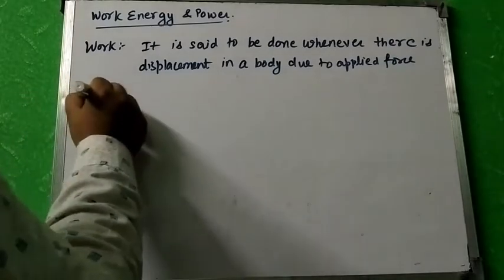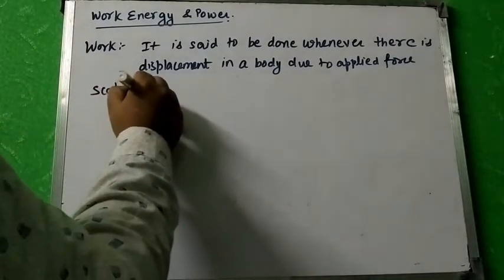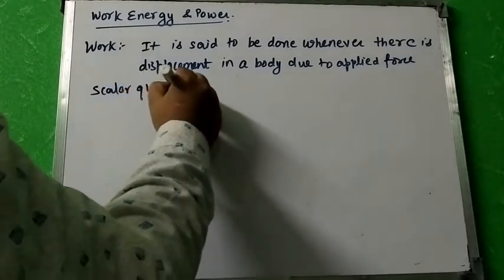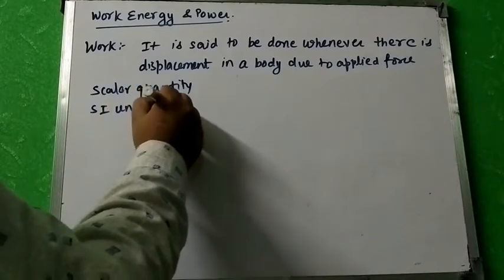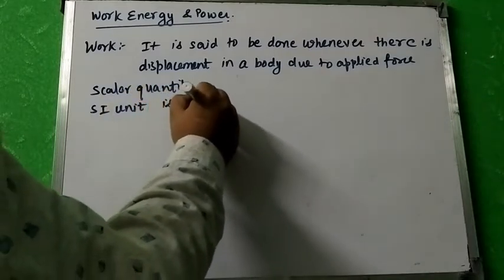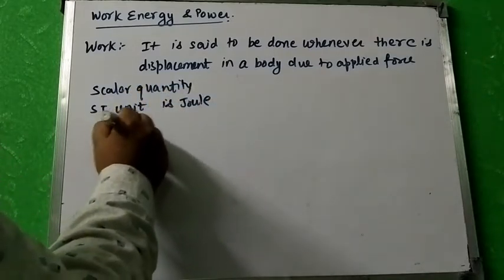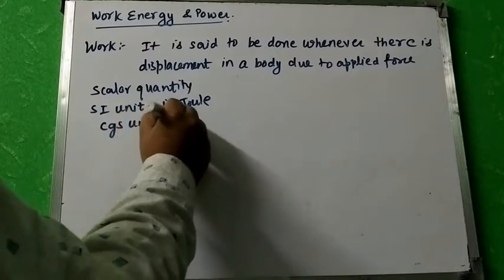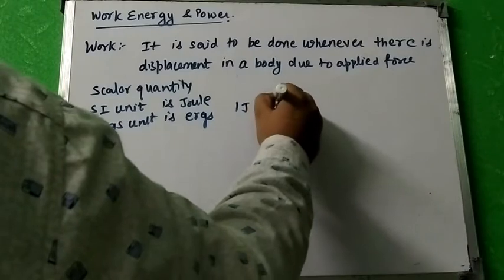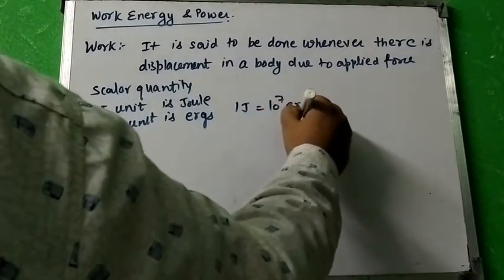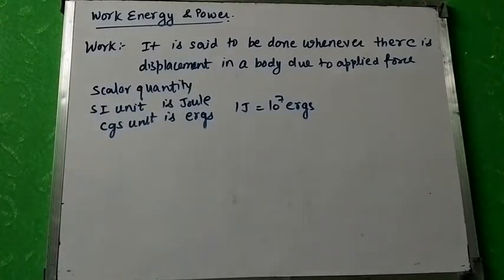It is a scalar quantity whose SI unit is joule and CGS unit is ergs. 1 joule is equal to 10 raised to power 7 ergs.